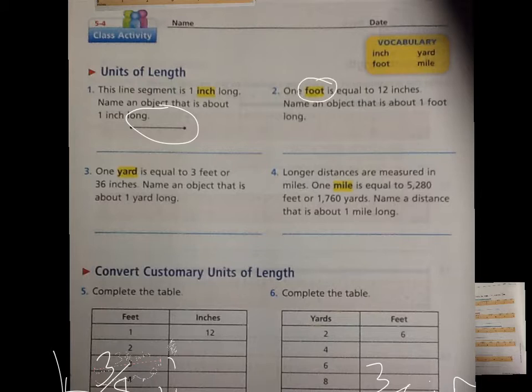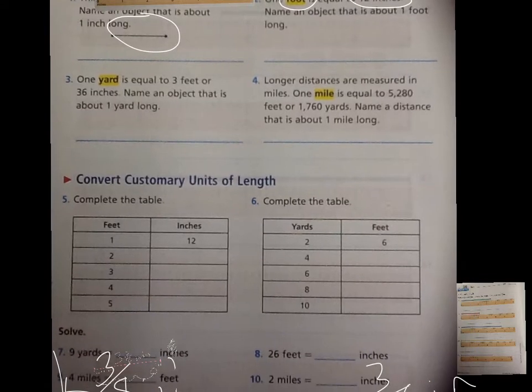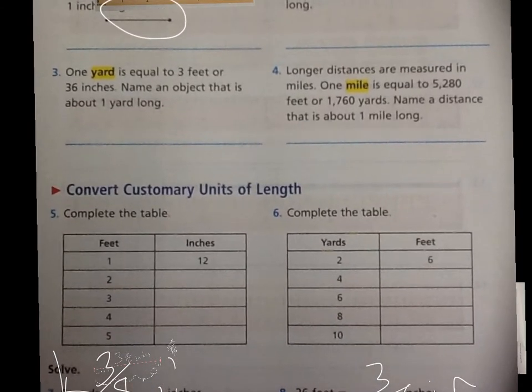Next is 1 foot is equal to 12 inches. Remember that whole ruler that I just showed you? That's a 12-inch long ruler. Okay, and that's a foot. So think of something that's about a foot long. Next one, 1 yard is equal to 3 feet. Think of something that's 3 feet long.